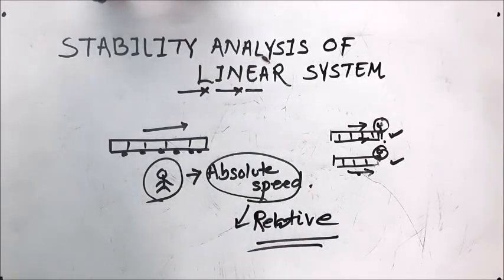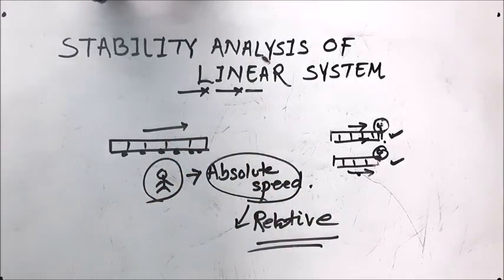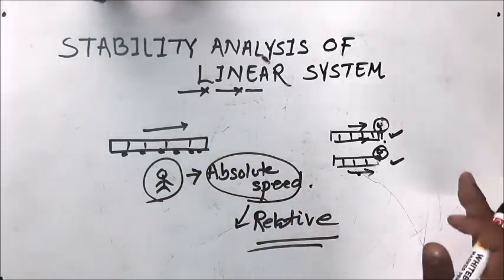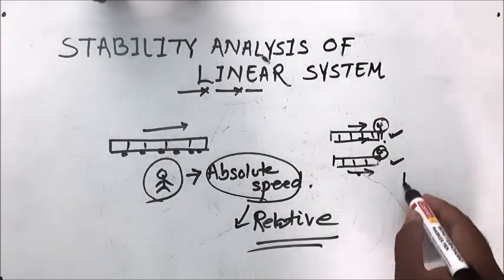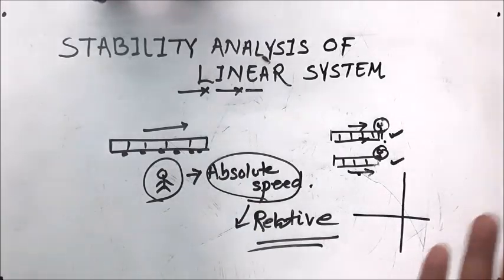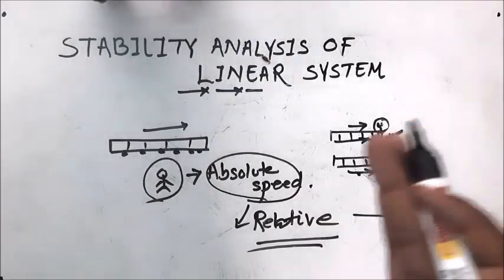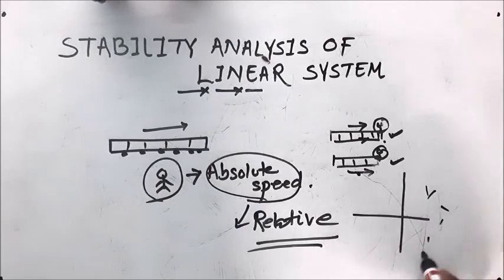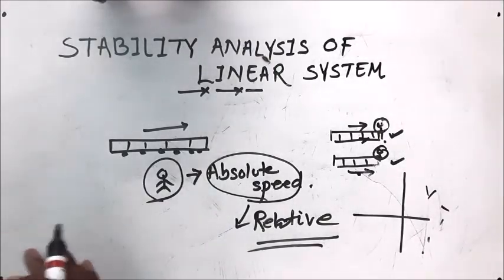Clear? That means for getting relative stability, you need to analyze whether the system is absolutely stable or not. So the location of poles in the S plane gives the relative stability. Clear? So if I draw a simple S plane, for absolute stability we do not bother about the poles. If any pole lies on the right side of the S plane anywhere, then the system is unstable. Right side pole is unstable, left side pole is stable.